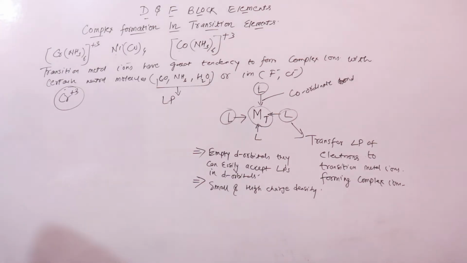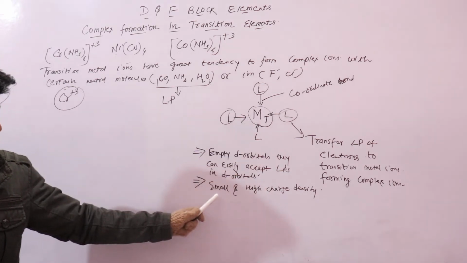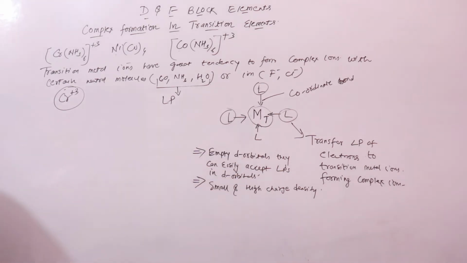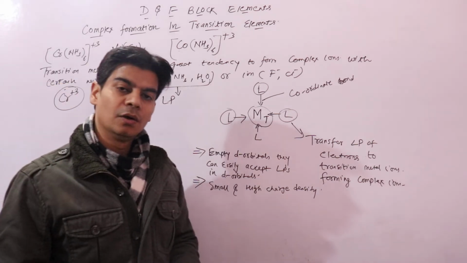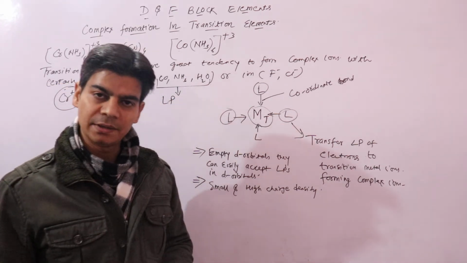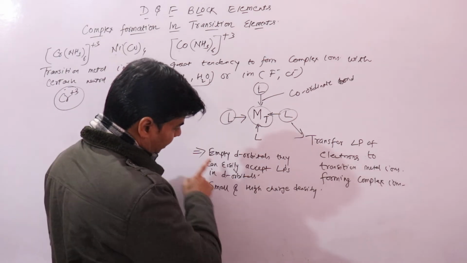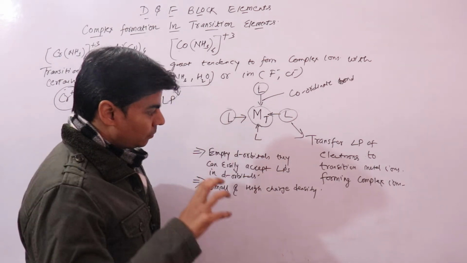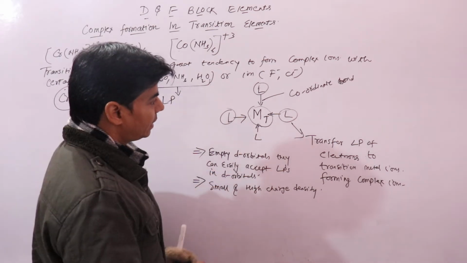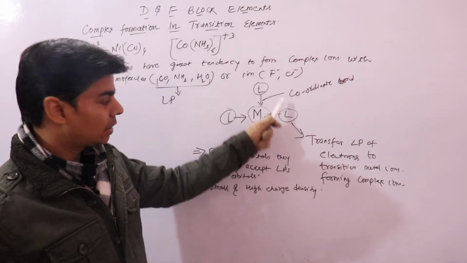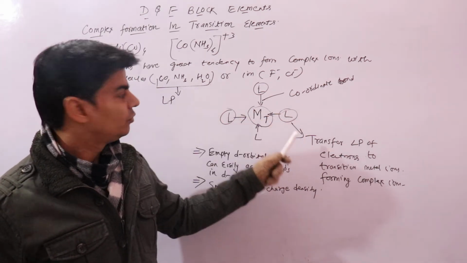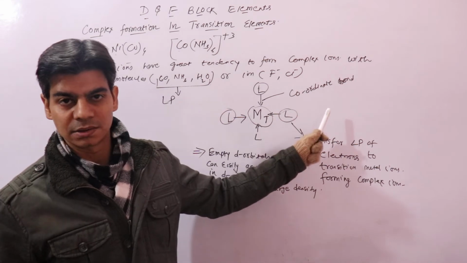So these transition metal cations, like I said, have small size and possess high charge density. Therefore, they can accept lone pair of electrons from these ligands. Right? So two important things. Why do transition metals form complex ions? First is, they possess empty d orbitals, right? In these empty d orbitals, they can accommodate lone pair of electrons that are donated by these ligands, which are neutral molecules or ions, right?